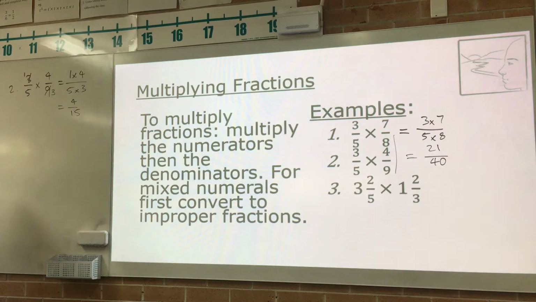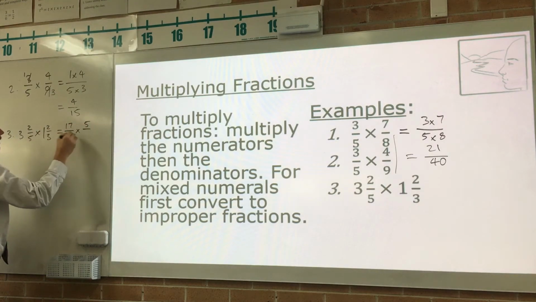It helps when we do the next one in particular. Let's have a look at it. Because it's 3 2/5 multiplied by 1 2/3. First, for mixed numerals, convert to an improper fraction. 3 times 5 is 15, plus 2 is 17 over 5, multiplied by 1 times 3 is 3, plus 2 is 5 over 3.